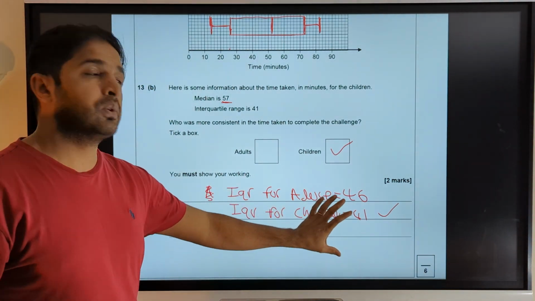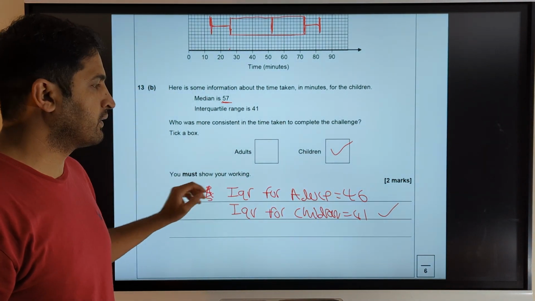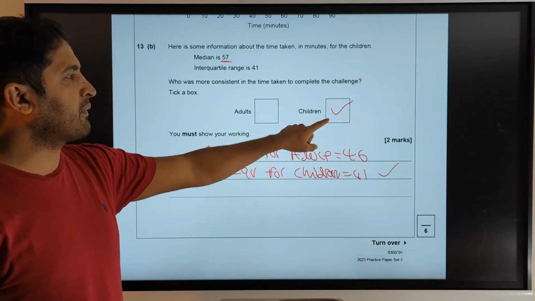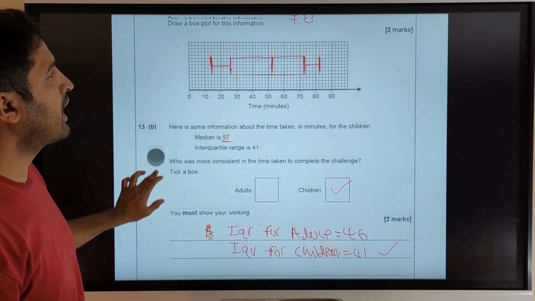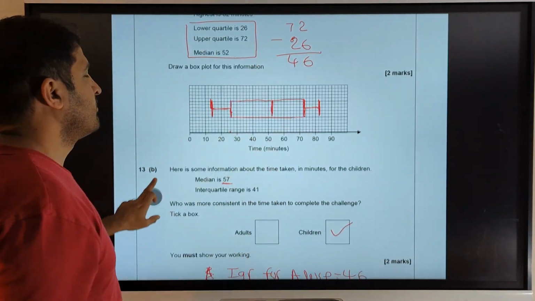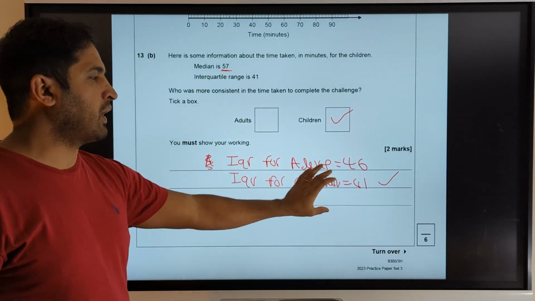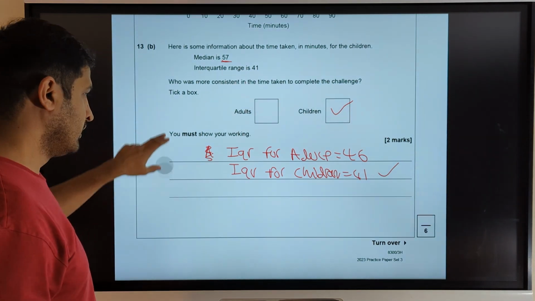So that's all I needed to say to actually show my working out. And you wouldn't get marked by ticking adult or children. You need to show some sort of working out. Even though I did that working out over here, that's not clear. I needed to write it down somewhere here.